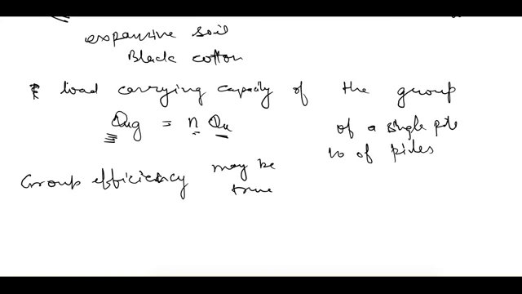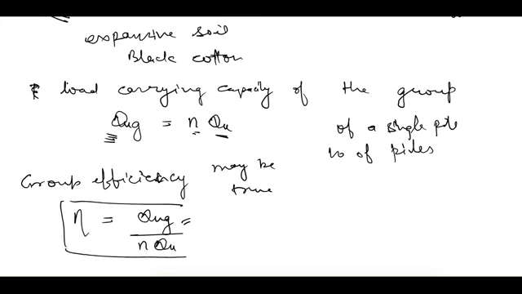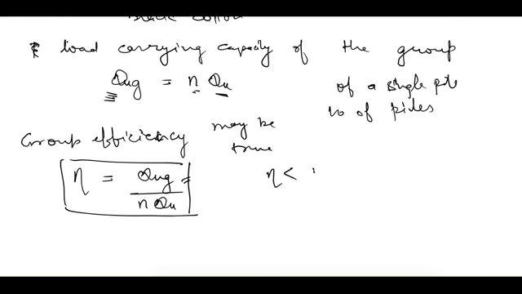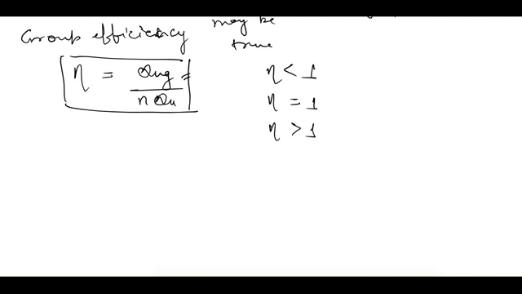And this group efficiency we denote with eta, and it is equal to QUG divided by N into QU. That means the pile load capacity of the group divided by the sum of capacities of the single piles. So this term eta can be less than 1, it can be equal to 1, and it can be greater than 1, and it depends on certain things.